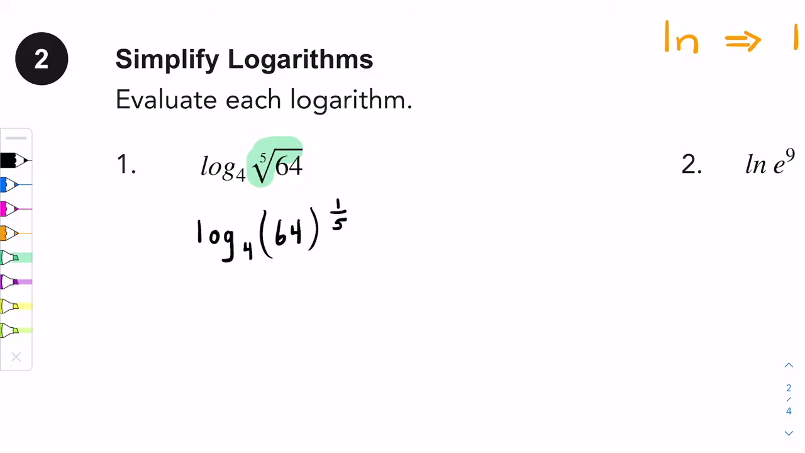The reason why I know to write that is because I'm looking at this base right here, and the base is 4. So I'm thinking if there's anything else I can do to simplify this. I recognize that 64 can be simplified to a base of 4. I'm going to write this as log base 4 of 4 to the power of 3 raised to the power of 1/5.